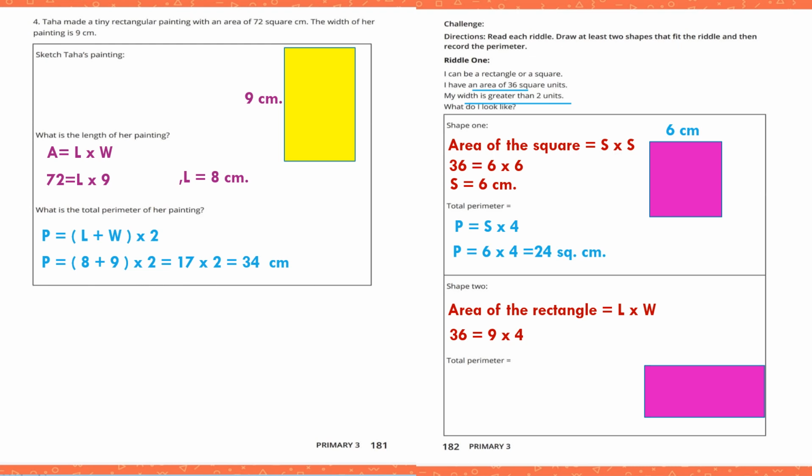The total perimeter will be length plus width all times 2. So it will be 9 plus 4 all times 2 equals 13 times 2 equals 26 centimeters.